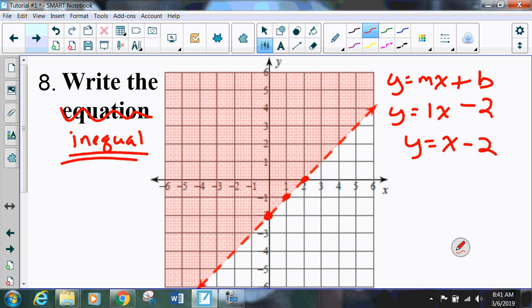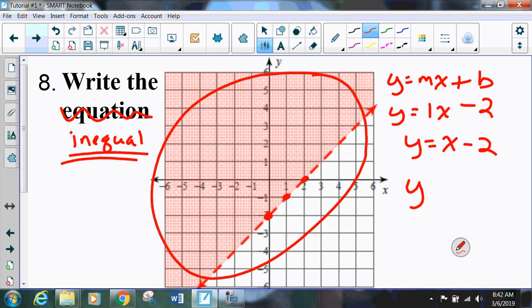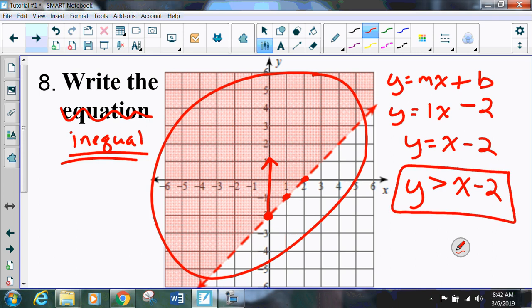But wait a minute, it's not really a line. We're looking at the whole thing, the whole inequality. And we say to ourselves, first of all, I can't even put the equal sign because it's a dashed line. And where's the shading? Well, I go to my y-intercept and I see that the shading is up. And up means greater than. So this whole inequality graph is y is greater than the line x minus 2. So see how that works going backwards? It's just like the stuff we did when we were writing equations of lines.